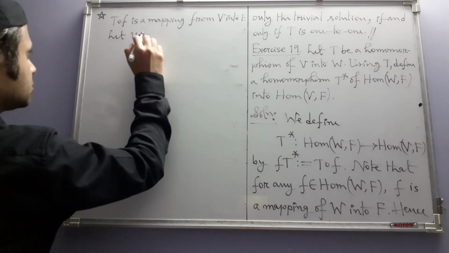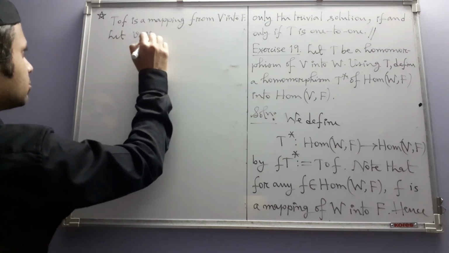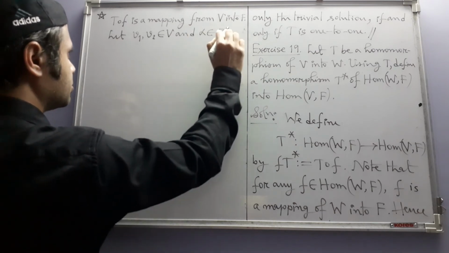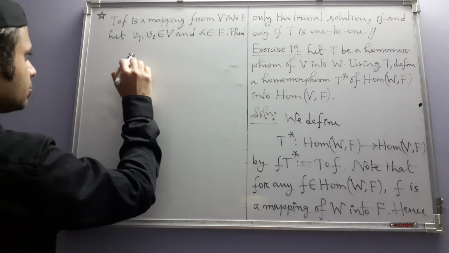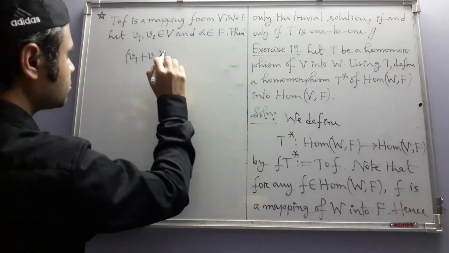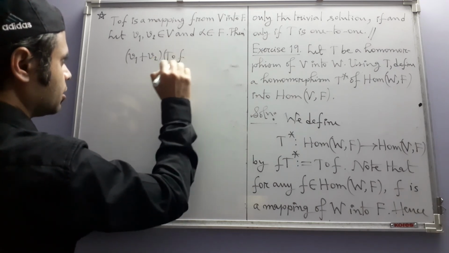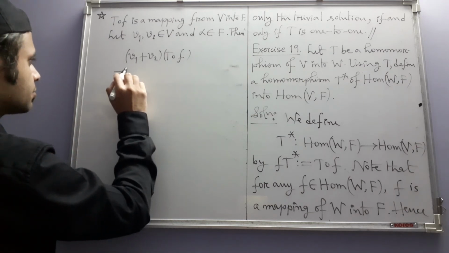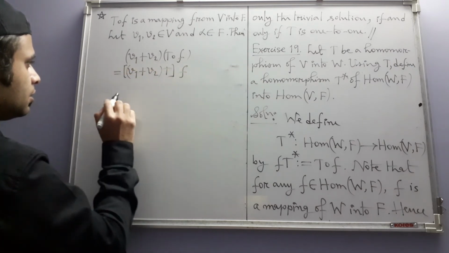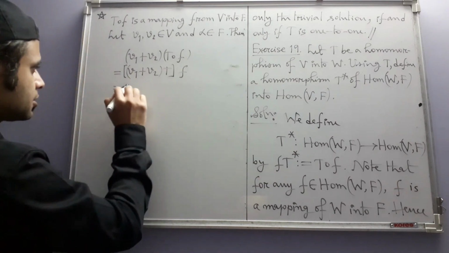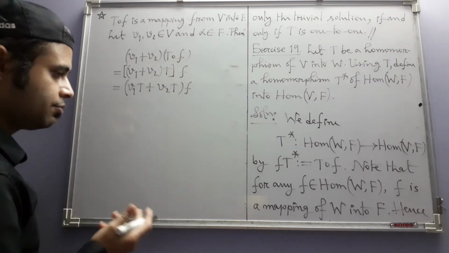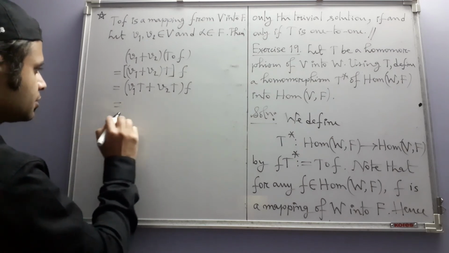Let us take two vectors v1 and v2 in V and a scalar alpha in the field F. Then (v1 plus v2) T composition F is equal to, by the definition of composition of mappings, it's going to be this. Now since T is a homomorphism, T respects addition, so we get v1T plus v2T, and F is also a homomorphism from W into F, so F also respects addition.